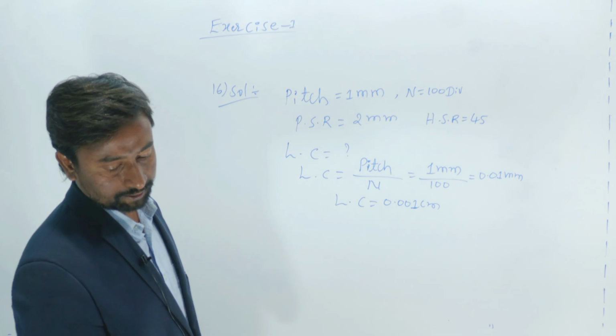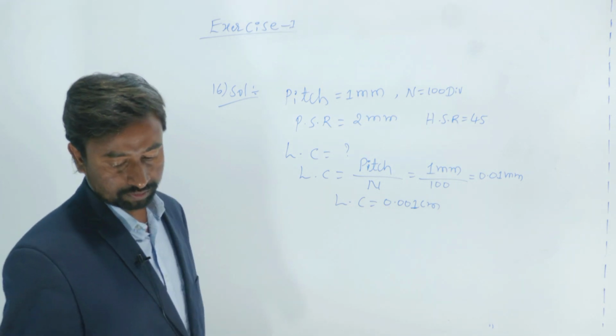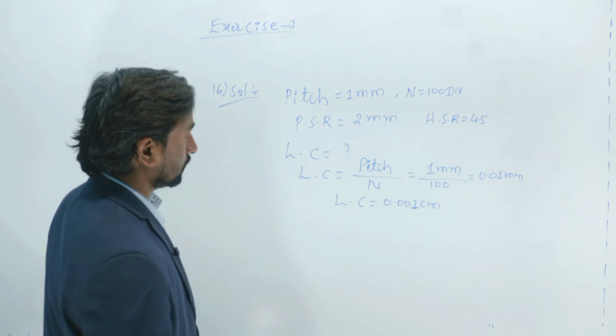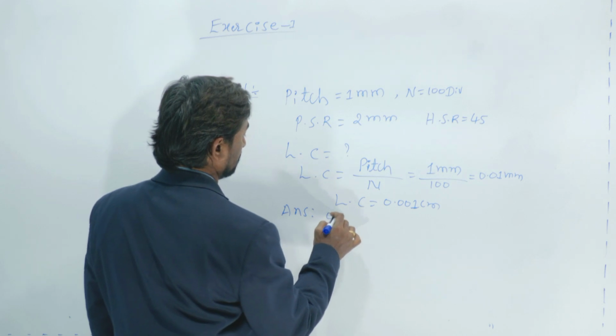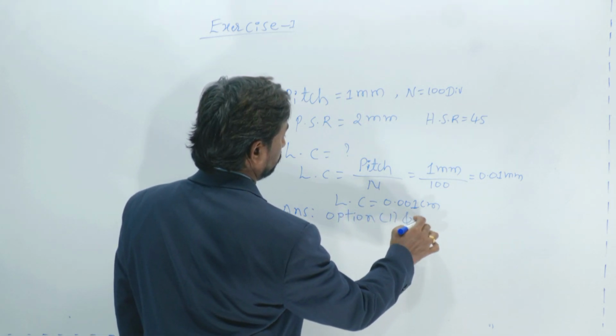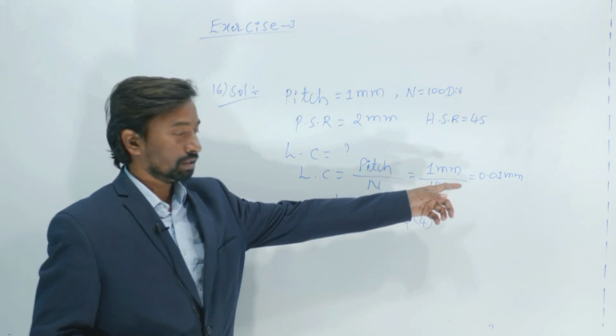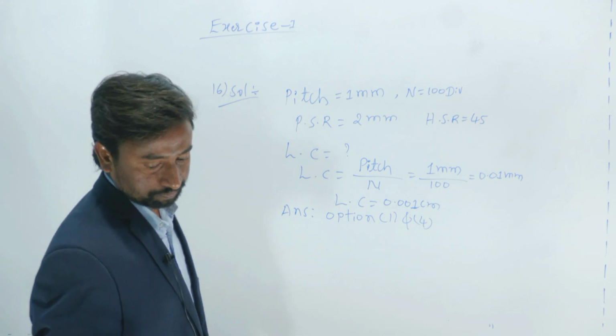Both options are given here: 0.01 mm is given, and 0.001 centimeters. So two options will come for this answer, option 1 and option 4. Option 1 is in millimeters and option 4 is in centimeters.